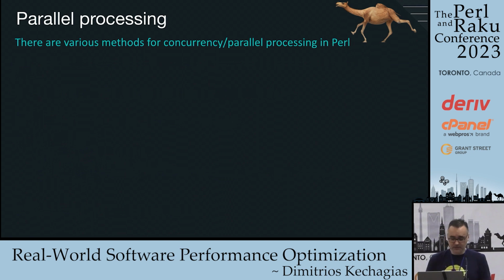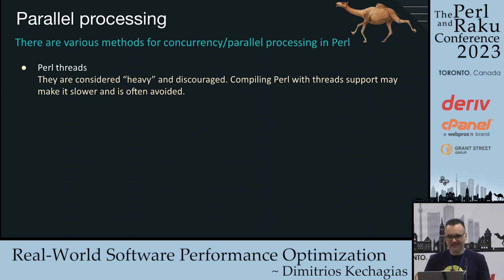So that's one option. Parallel processing is the best way you can take advantage of modern computing resources. Perl has various ways of doing parallel and concurrent programming. We have Perl threads, although they're discouraged because they're heavy, and the suggestion is to not even compile threads by default in Perl, because they might slow other things down. I've tested, and in modern Perl, it doesn't make much of a difference in non-threaded things.